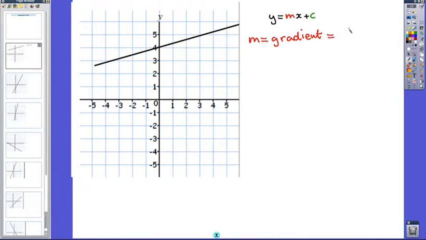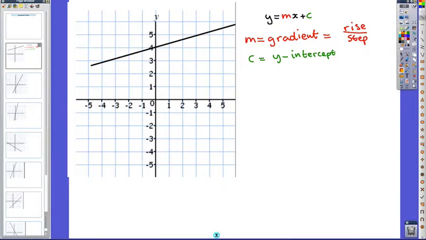and that's calculated by rise over step. And your c, or the c over here, plus c is the y-intercept, where it crosses the y-axis. So y-intercept. Let's start with the gradient first. With the gradient, you need to pick two good points on the line to make the gradient triangle to work out its rise and step, and work out its gradient.